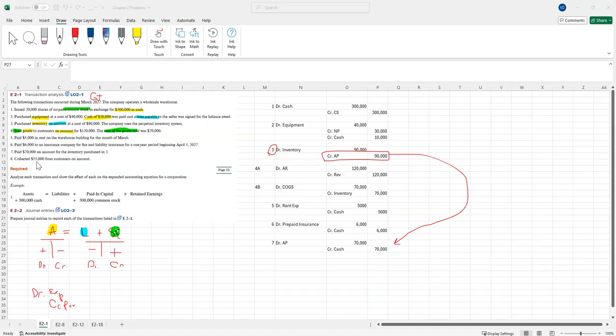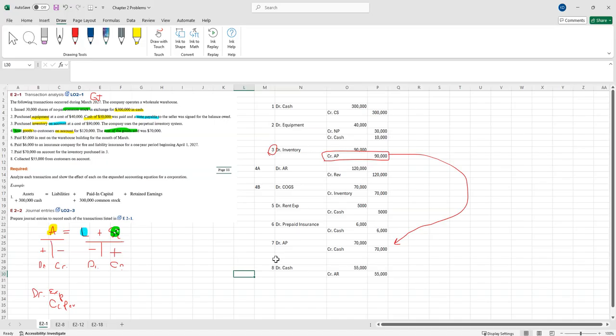Okay. Last one here, 8. Collected $55,000 from customers on account. So we have debit cash, credit accounts receivable, 55,000. Each of those, our debits equal our credits in total.